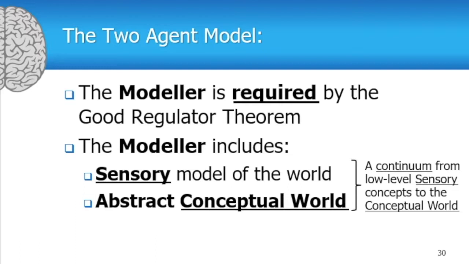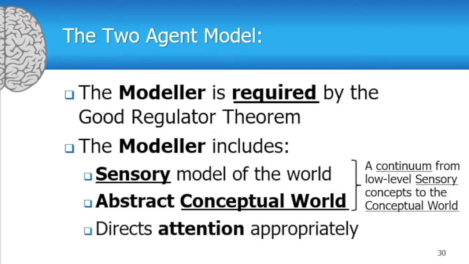For example, in the visual sensory system, the first step is to detect edges, then the edges are joined together to define surfaces, and surfaces are combined to identify objects. Edges, surfaces, and objects are all concepts. And all these concepts are part of the low-level visual sensory processing system. An example at the high end of the continuum are the completely abstract concepts used in mathematics. Finally, the only action the modeler performs is to direct attention appropriately.